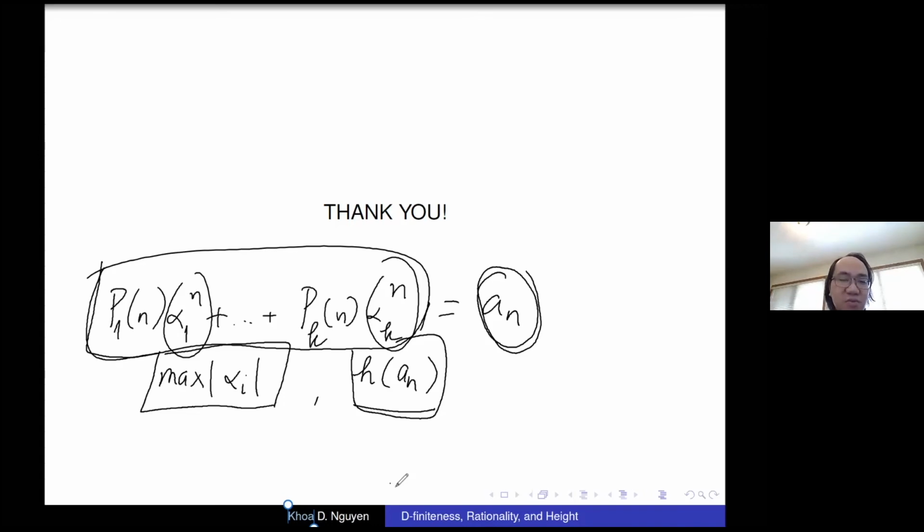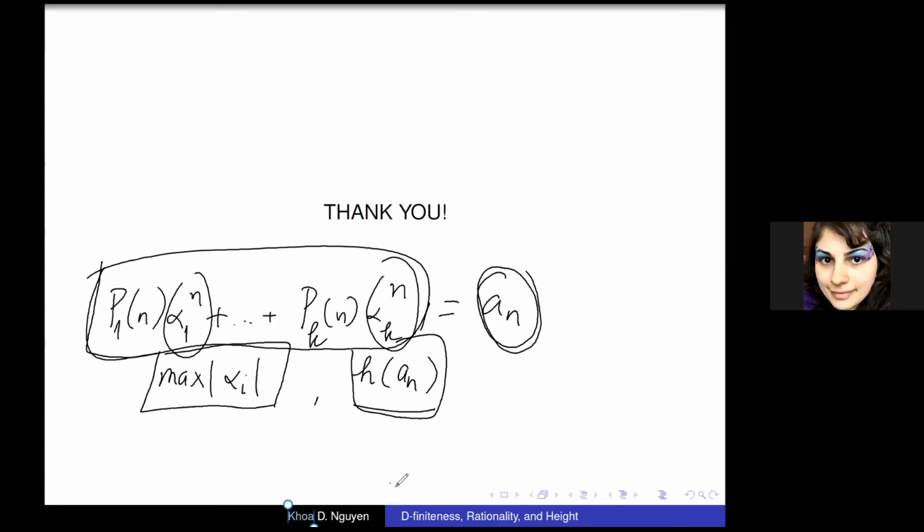Yeah, we never thought about the situation when the coefficients are not in Q. I mean, are not algebraic. But of course, it's okay to think of D-finite series when the coefficients are in, like, a positive characteristic or function fields.